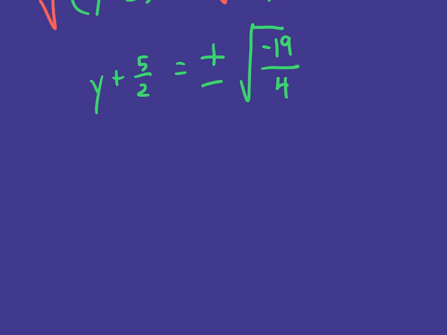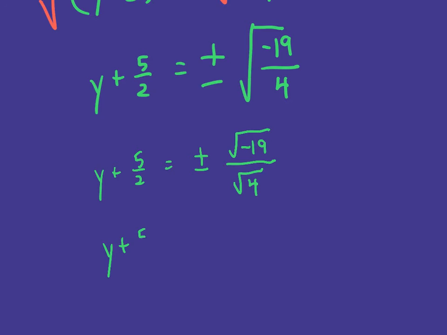Okay, so a couple things we can do on the right side. Y plus 5 over 2 equals plus or minus. So if we make this square root of negative 19, on the bottom we make it square root of 4. There's a little bit of simplifying that we can do. The square root of 4 on bottom, that's just 2. Square root of 4 is 2.